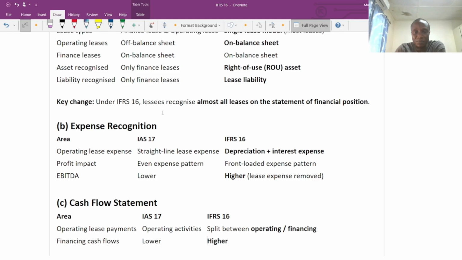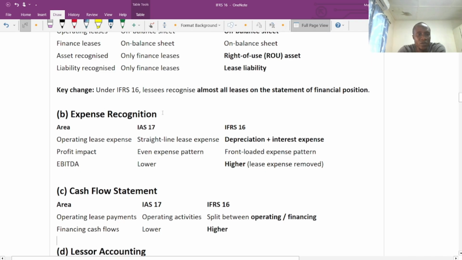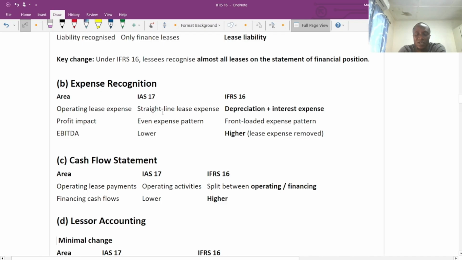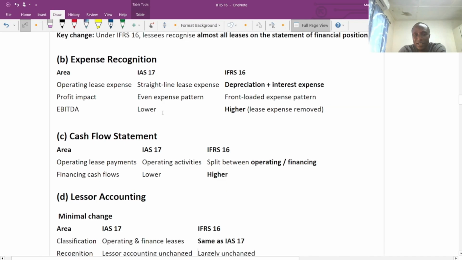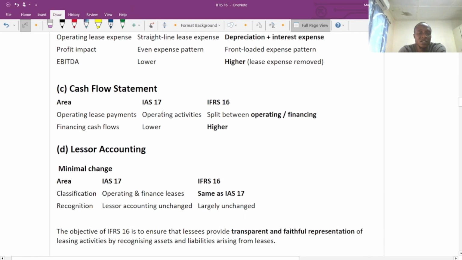The profit impact for IAS 17 is an even expense pattern. For IFRS 16, a front-loaded expense pattern. Don't worry about it. Now, also, we are going to look at the impact on cash flow, the distinction between IAS 17 and IFRS 16 relating to cash flow.